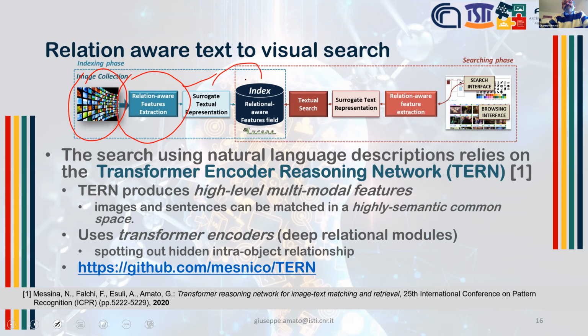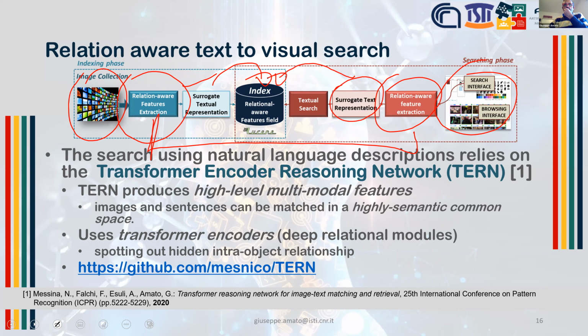From the user interface side, the user specifies a text query, something like a dog running in the street. This is again represented as features, the same type of feature, then represented as surrogate text, and then used to search inside Lucene. In order to have compatibility between visual information and textual information, we use a transformer encoder reasoning network, which I'm going to briefly introduce to you.